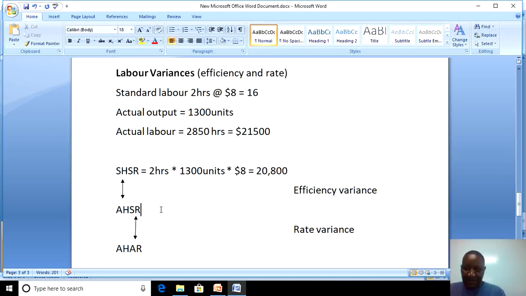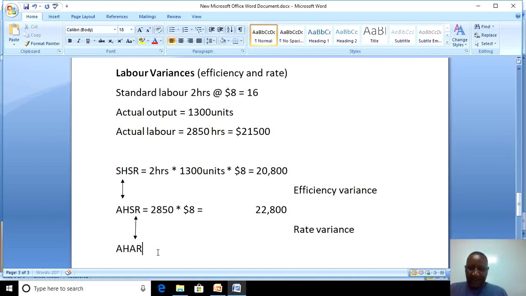Actual hours multiplied by the standard rate. Very easy. We are told from the question that the actual hours were 2,850. So actual hours 2,850 is multiplied by the standard rate, not the actual rate, but the standard rate, which we picked from the standard information given, that was 8. So how much is that? That will be 22,800.